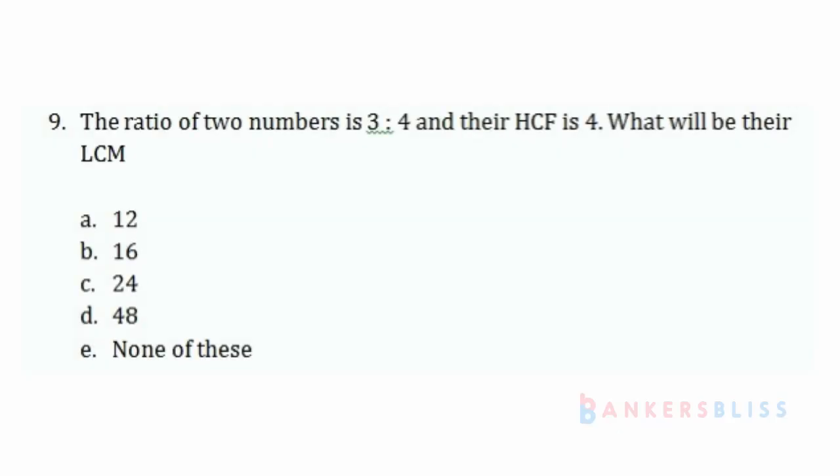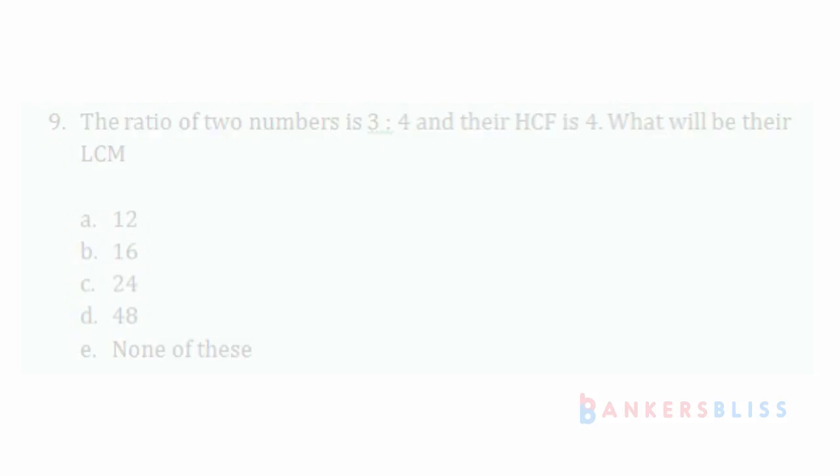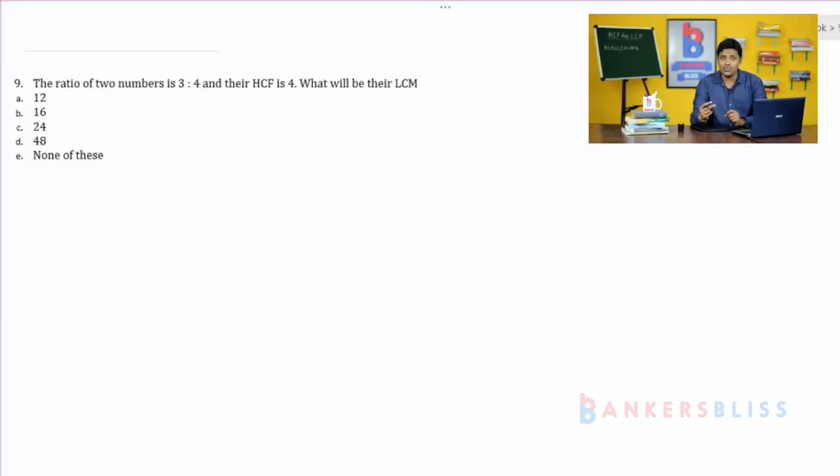The ratio of two numbers is 3:4 and their HCF is 4. What will be their LCM? So, you have to calculate the LCM. If you want to calculate the LCM, then you should know the actual value of the given numbers, but they have given only the ratio 3:4.